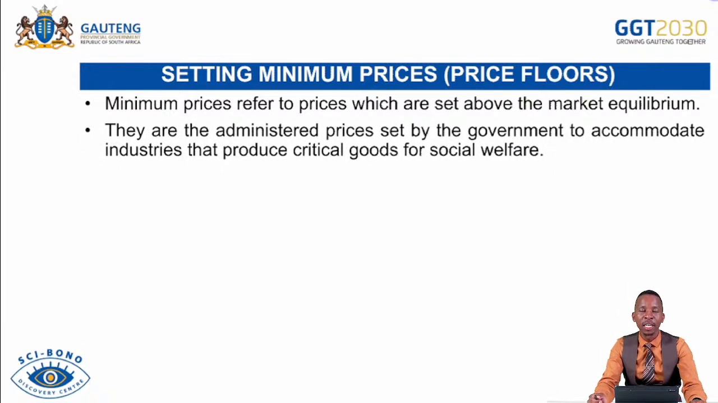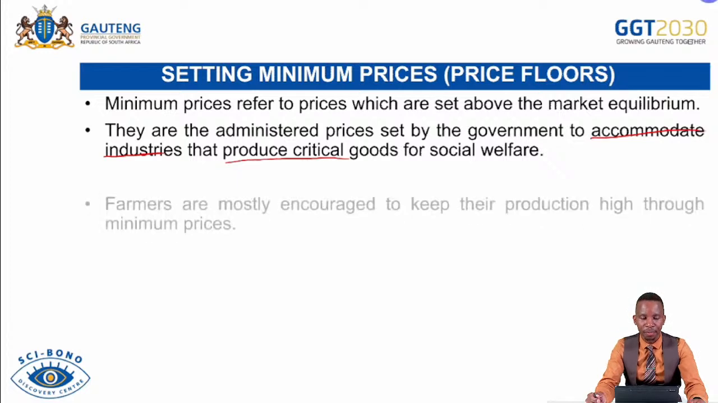Remember, the market price is the price where goods are supposed to be sold, but these goods are sold above the market price. Mainly, these prices are administered by the government to accommodate industries that produce critical goods for social welfare. So this is mainly done to encourage suppliers to supply more of this particular product, because maybe it takes time for it to be produced, and also maybe it's necessary for living.